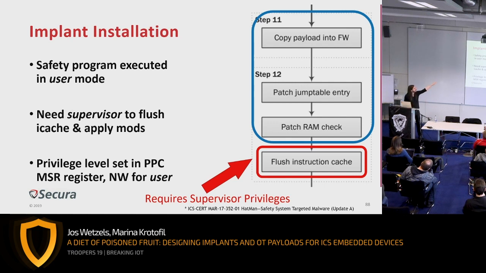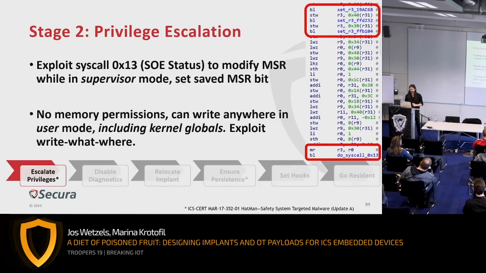Now, if you want to relocate your implant and patch the diagnostics and stuff like that, you are modifying basically code memory. So in order for that to apply, you will need to flush the instruction cache, and that requires supervisor privileges. So they needed a privilege escalation exploit.